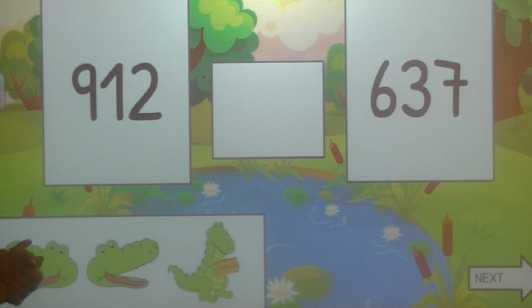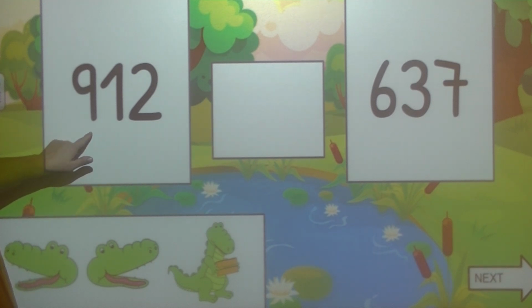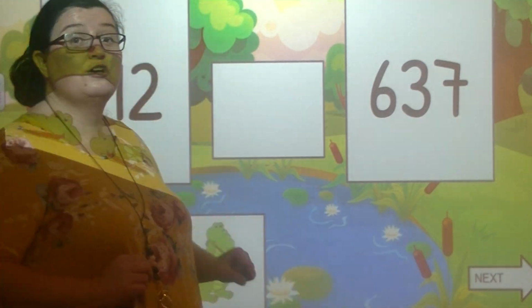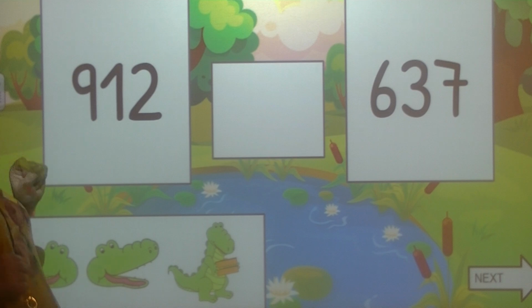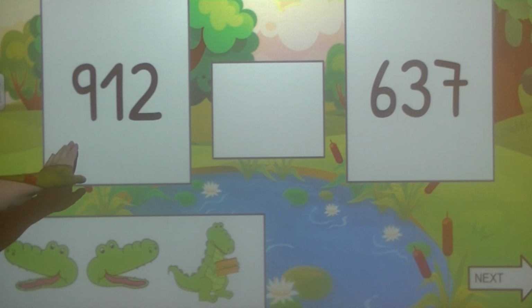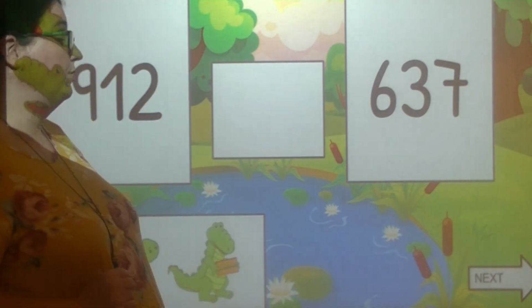All right, the first thing we need to do is look at the greatest place value, which is ones, tens, or hundreds. Our hundreds place. All right, which digit is in the hundreds place here? It is your 9. And in 637, what's in the hundreds place? It is the 6. So which number is greater? 900s or 600s? Yes, 9 groups of 100 is greater than the 6 groups of 100.